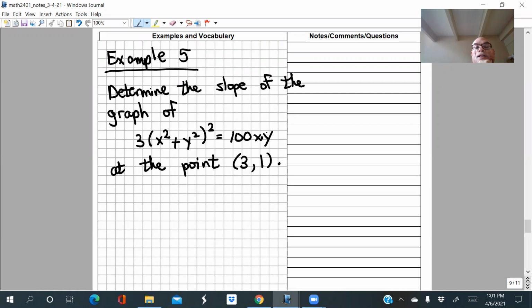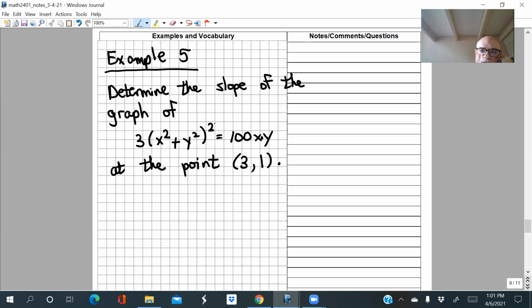Okay, because this one is much more complicated. This is a much more complicated formula than the other 2 examples. All right, so let's go through that implicit differentiation process. All right, so let's start by differentiating the left-hand side here. Okay, so 3 times x squared plus y squared, squared.